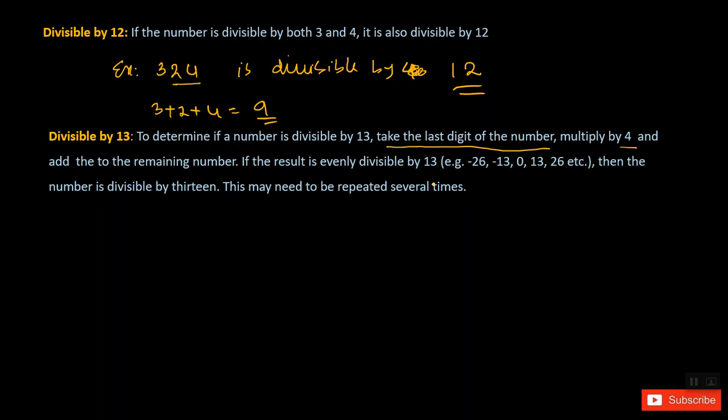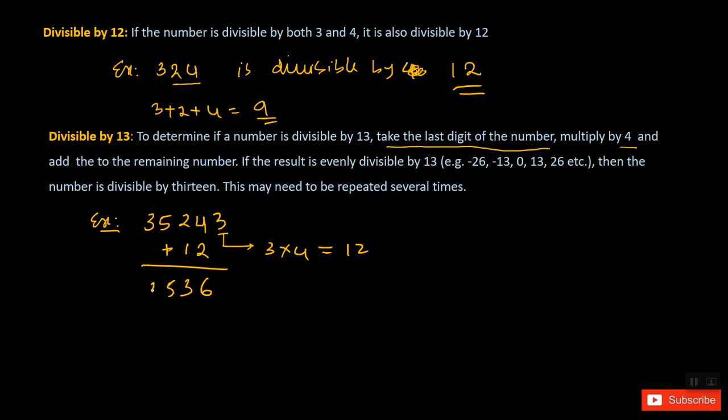Okay, now let's take one example. 35243. The condition is take the last digit of the number, multiply by 4. The last digit of the number here is 3. 3 times 4, the result is 12, and add this 12 to the remaining number. So ignore this 3 and add 12 to the remaining number. So now 4 plus 2 is 6, 2 plus 1 is 3, 5 and 3 as it is.